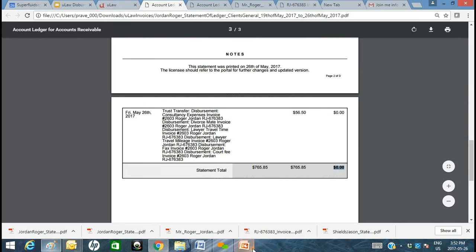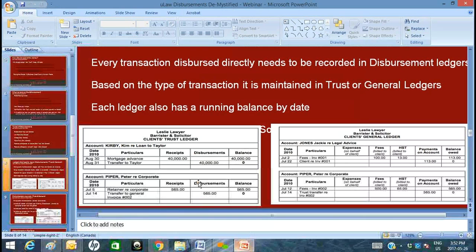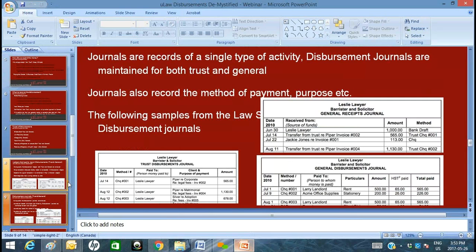Okay? So hopefully that outlined and kind of demystified a little bit about how you manage disbursements, how you track them, measure them, and finally report them. Now, the big question is, is that enough? What else are the auditors looking for? We looked at the two ledgers, but an important piece of information that they also want is the journal.